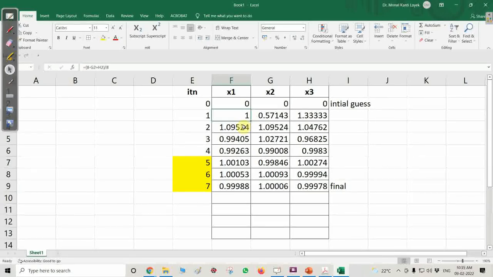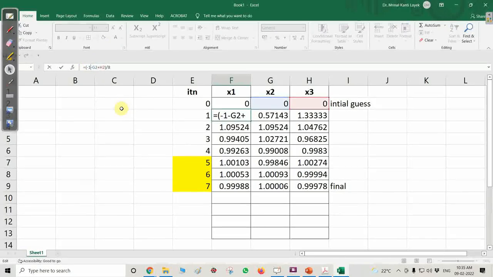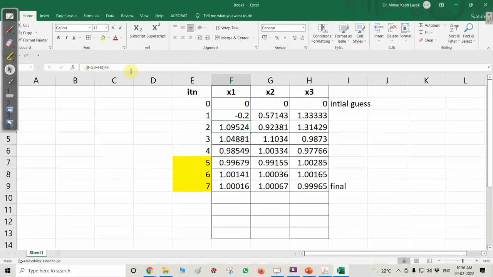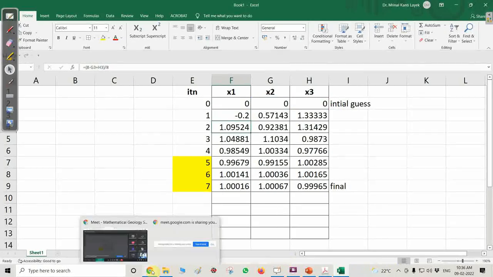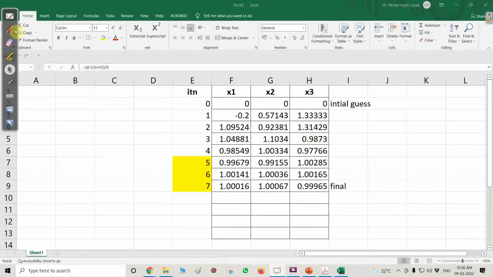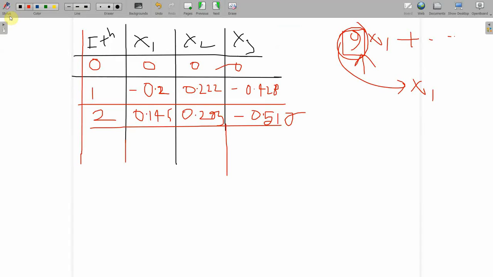So x1 value will be, it can be written as minus 1 plus 2 star x2 and minus 3x3, divided by, yes, minus 0.2.